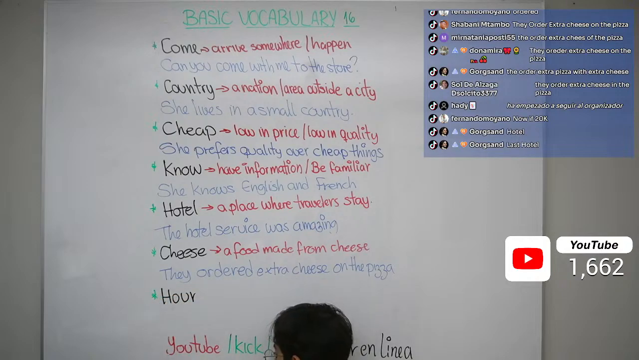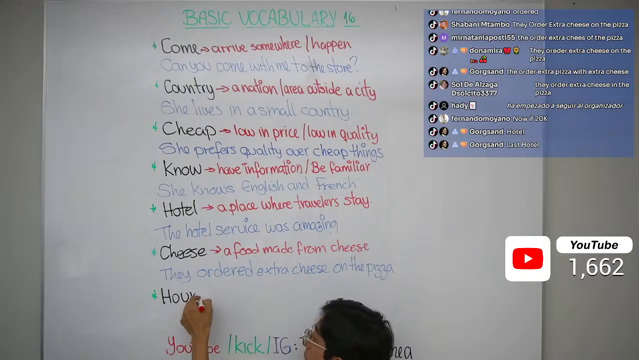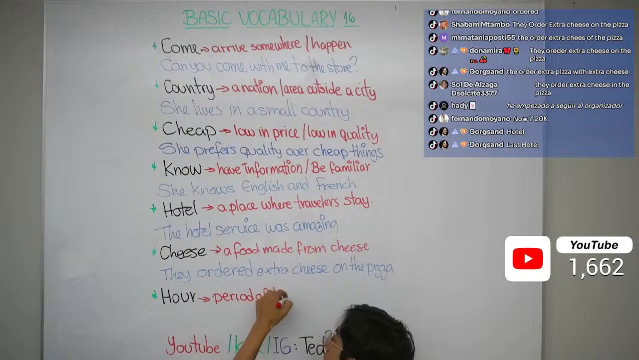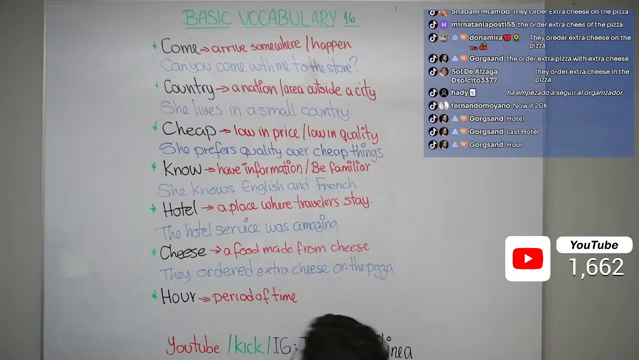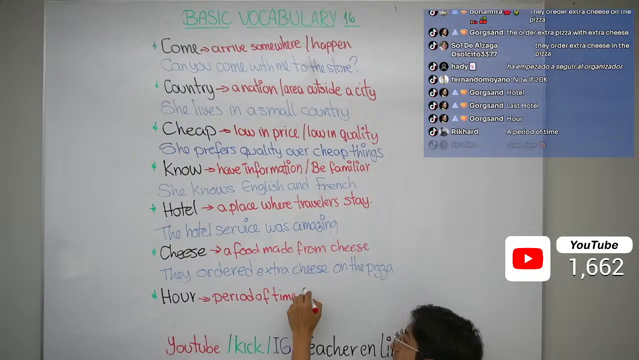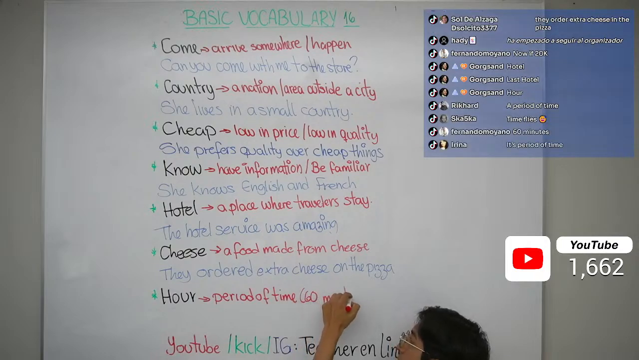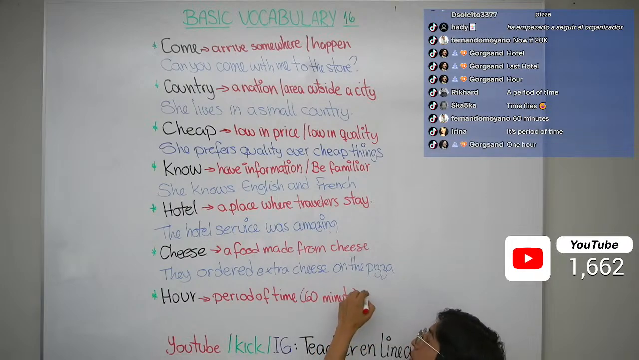Hour. Okay, what does it mean, guys? It has two meanings. Number one, a period of time. We're talking about 60 minutes. And on the other hand, we have a specific time.